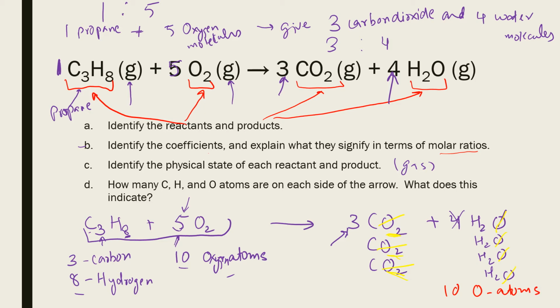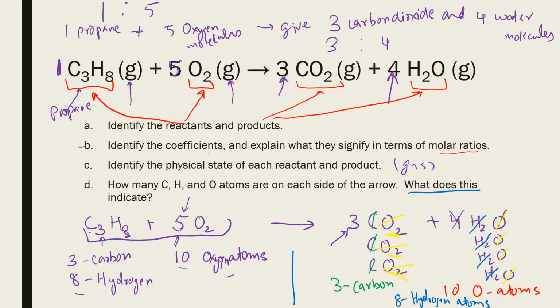Similarly, if we count the carbon atoms, we have 1 carbon, 2 carbon, and 3 carbon. So we have 3 carbon atoms. And if we count hydrogens, you can see 2 hydrogens, 4 hydrogens, 6 hydrogens, and 8 hydrogens. So we have 8 hydrogen atoms. The interesting thing you will see is that the total number of carbons in the reactant is exactly the same as the total number of carbons in the product.